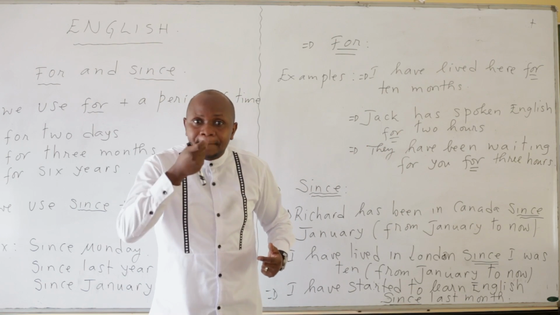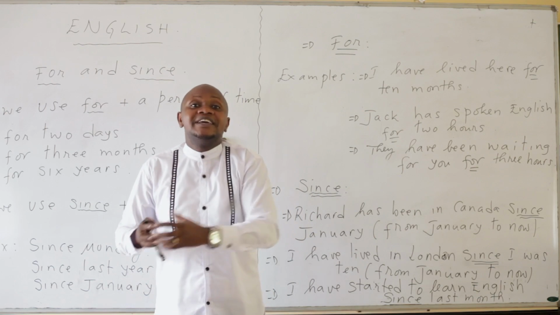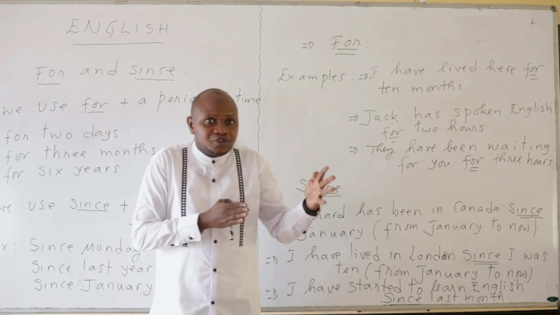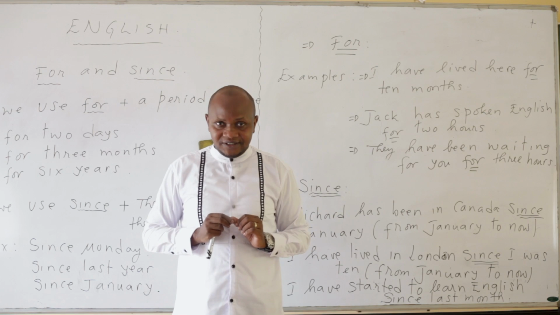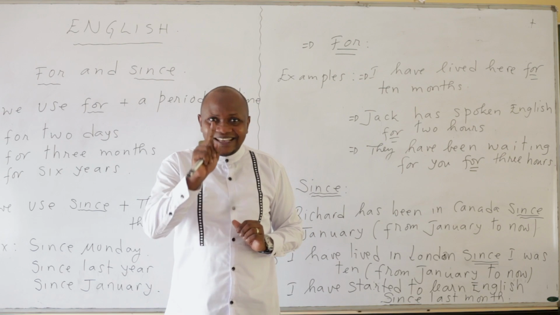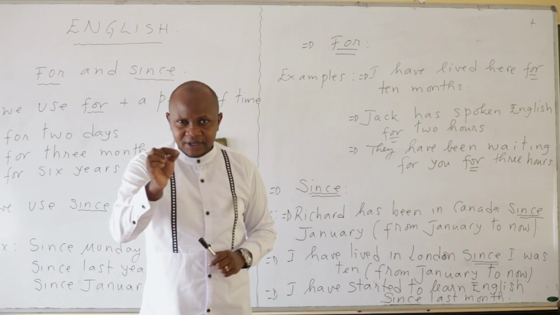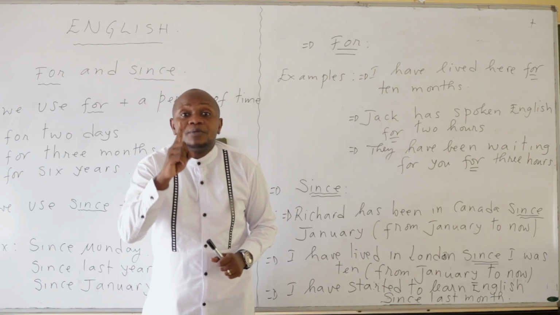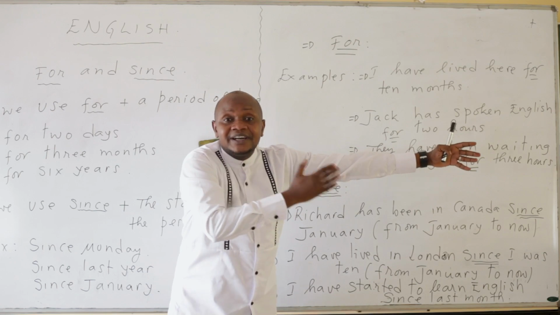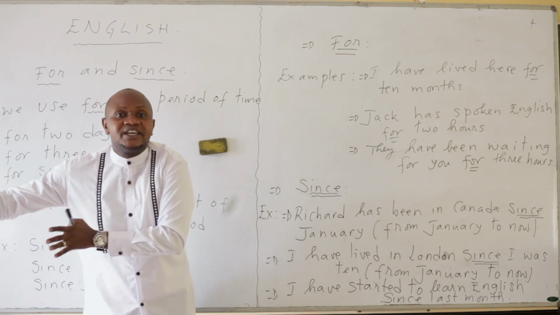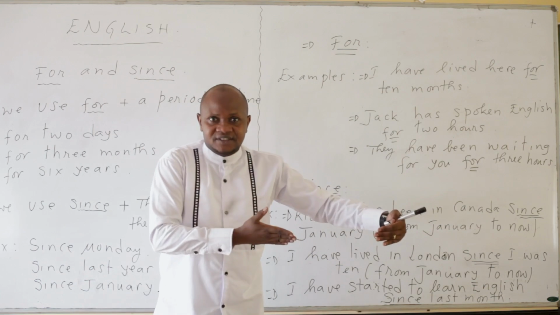Since is used to talk about the starting point. Just the time you started doing something. Niba ari 2000 uravuga uti I have lived in Kigali city since 2000. Bishatse kuvuga ngo guhera mu mwaka wa 2000 ntuye muri Kigali. It is an action that started in simple past. Up to now, it is still going on. That is the use of since.